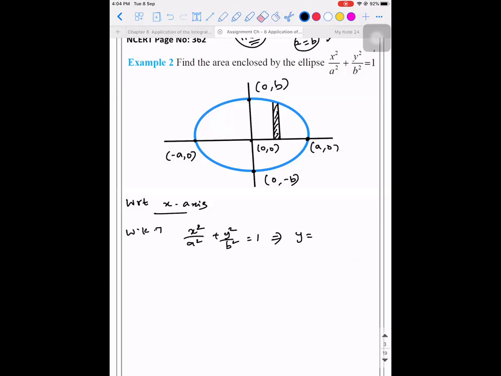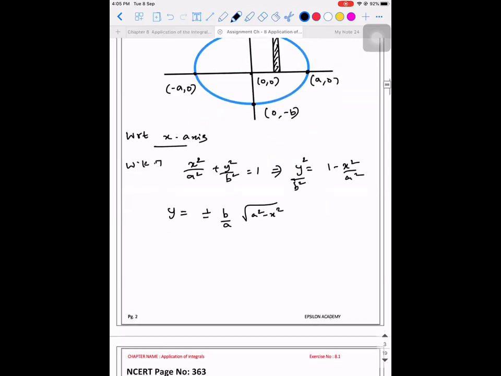y square by b square will be equal to 1 minus x square by a square. So y will be equal to plus or minus b divided by a into root of a square minus x square. Again the same logic. Plus means first and second quadrant. Minus means third and fourth quadrant. Now tell me how to frame the equation.